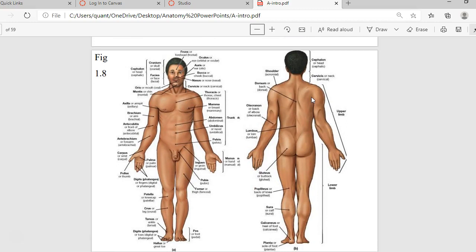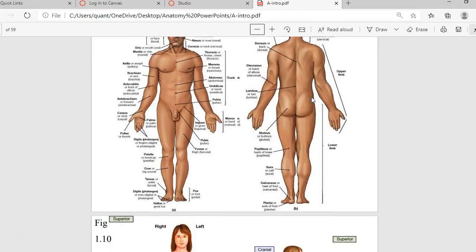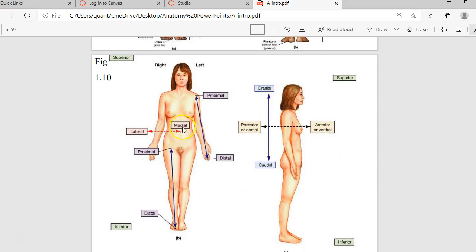Always go from this position when you're talking directions. So let's talk about directions. If you're at the belly button going out that way, that would be lateral. If you're going towards the midline, that direction would be medial. If you're on the torso going up, that would be superior.